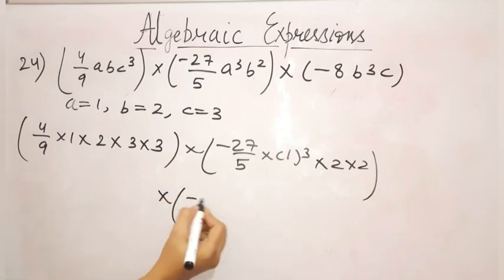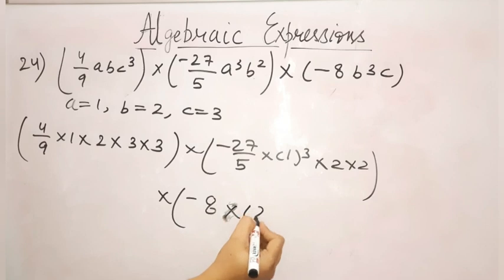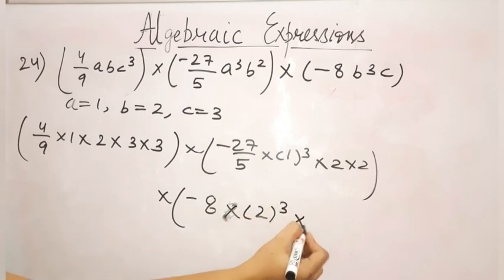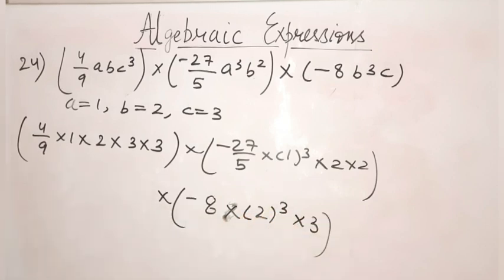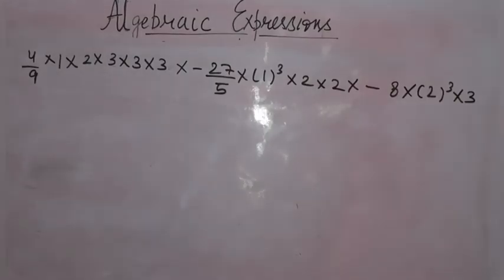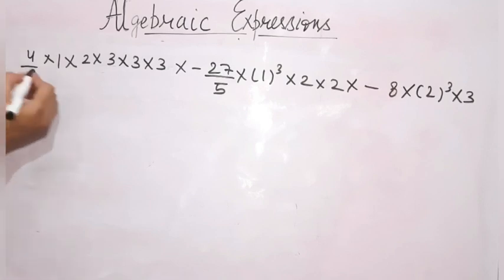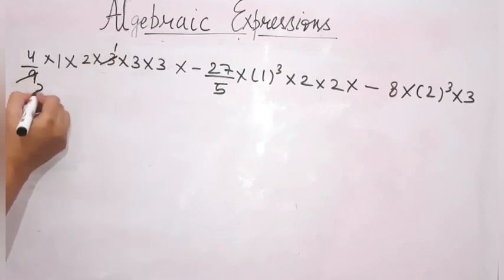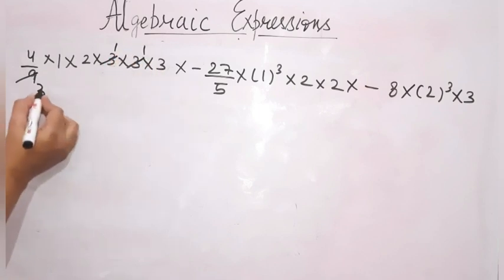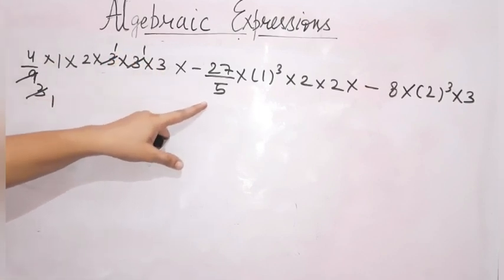Now this is minus 8. The value of B is what? 2 to the power of 3 multiplied by 3. Now we have to check that anything can be reduced or not. So checking that anything can be reduced from here or not. So I have found that this 9 will be reduced because 3 ones are 3, 3 threes are 9. Then again 3 ones are 3, 3 ones are 3. So now only one denominator is left, that is 5.